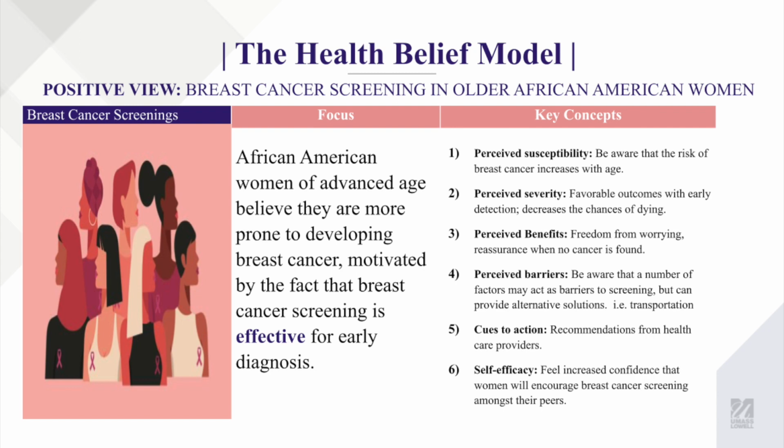Perceived severity. Favorable outcomes with early detection decrease the chances of dying. Perceived benefits: freedom from worrying, reassurance when no cancer is found. Perceived barriers: be aware that a number of factors may act as barriers to screening, but can provide alternative solutions, for example, transportation. Number 5, cues to action, recommendations from healthcare providers. And 6, self-efficacy. Feel increased confidence that women will encourage breast cancer screening amongst their peers.